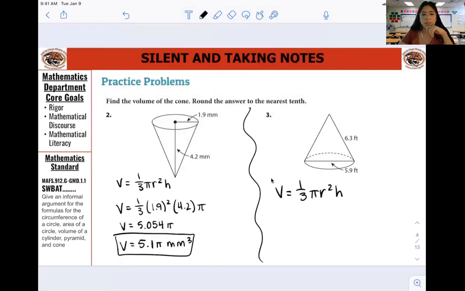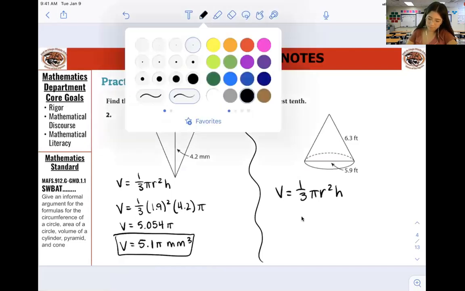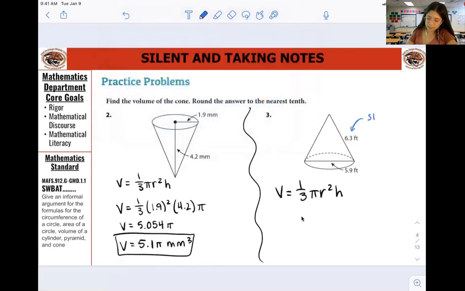All right, now this one is a little more challenging. Let's talk about number 3. What do we know and what don't we know? We know the diameter. We know that little side, which is called the slant height. We do not know the radius, but we can figure it out.